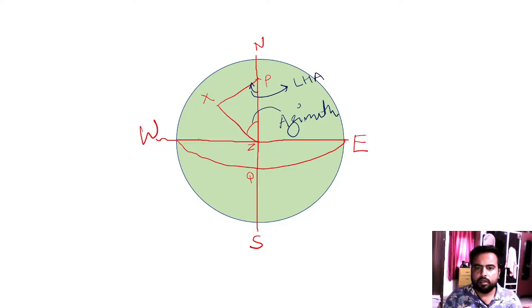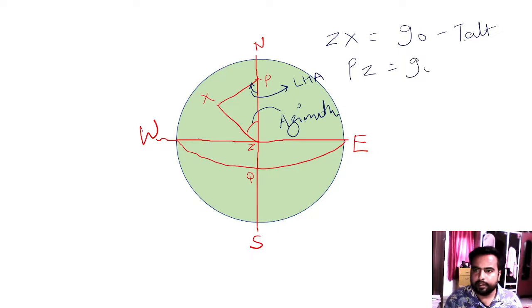Some of the things which you can see from this diagram: ZX is your zenith distance, and ZX will be equal to 90 minus true altitude. PZ is equal to 90 minus latitude, so sometimes we call PZ the colatitude. You can easily see from here to here it is 90 degrees. So this is your latitude, and 90 minus latitude will be PZ.